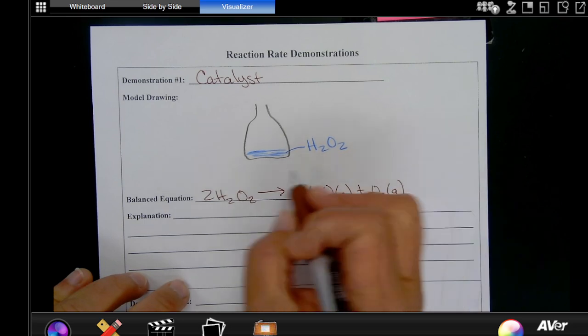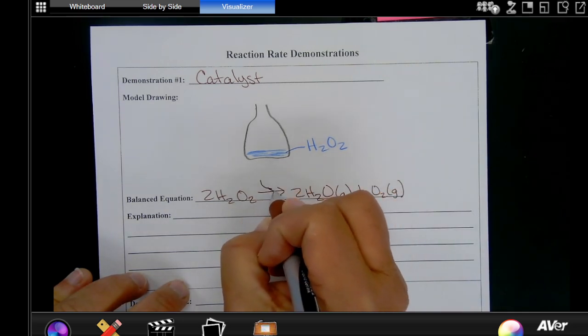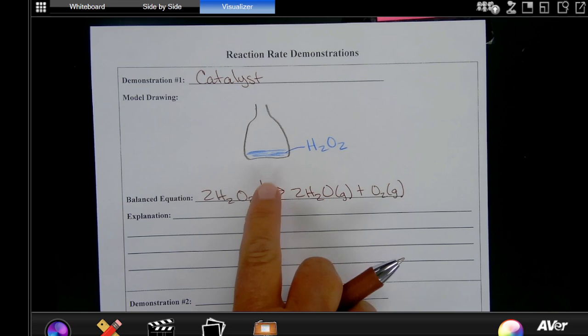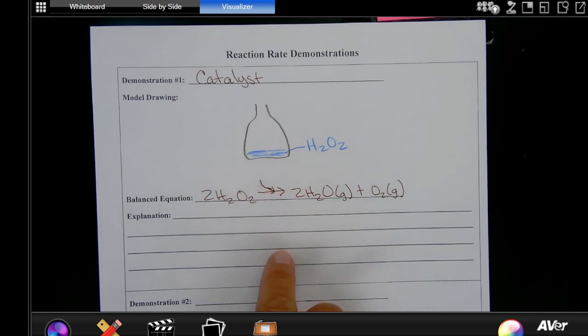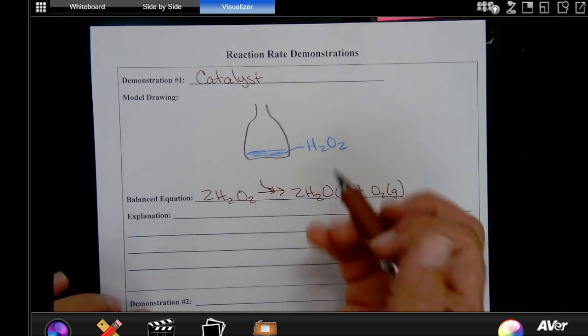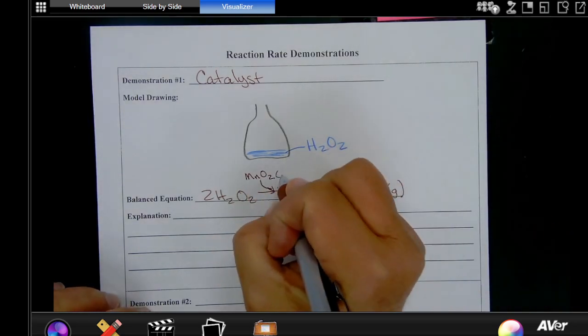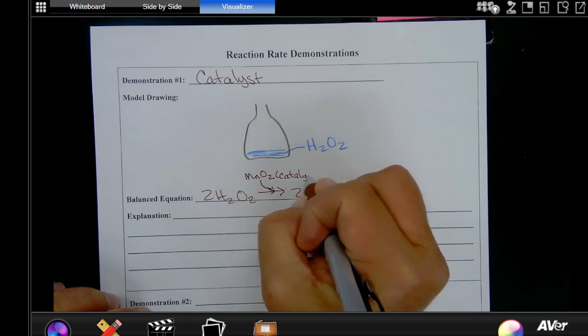What I'm going to add in is a catalyst. Usually when we write our catalyst on here, we're going to write it in here. It is going to take part in the reaction for a minute, but remember we learned yesterday, it does take part, but then it goes back to what it was, right? And we're going to use manganese dioxide, and this is my catalyst. Okay.